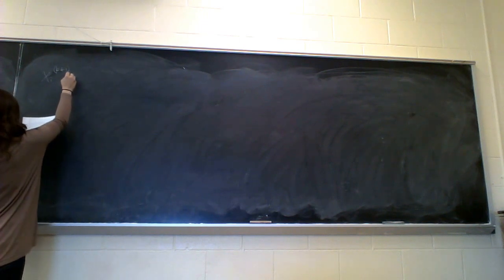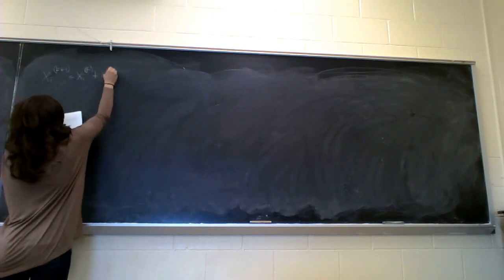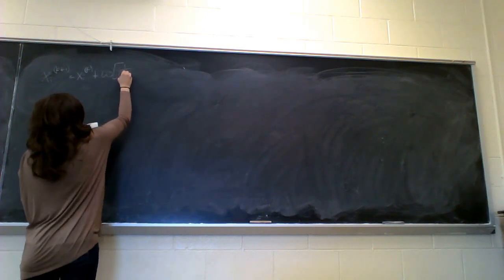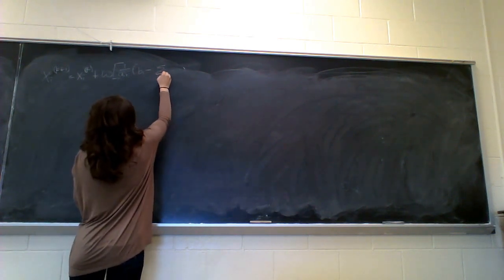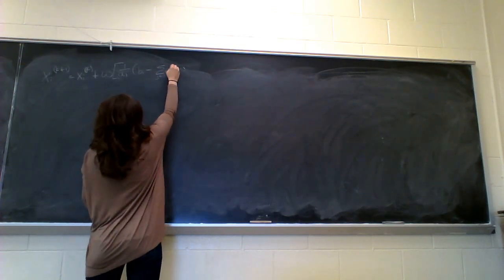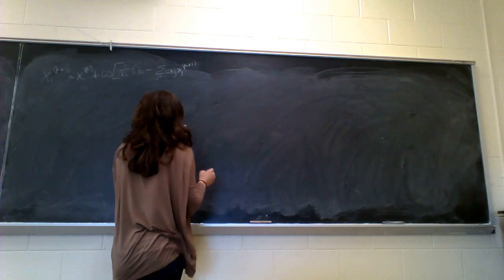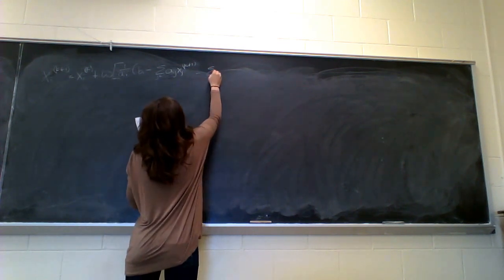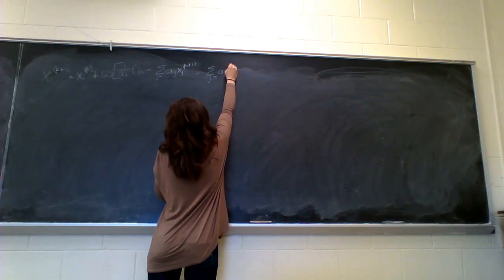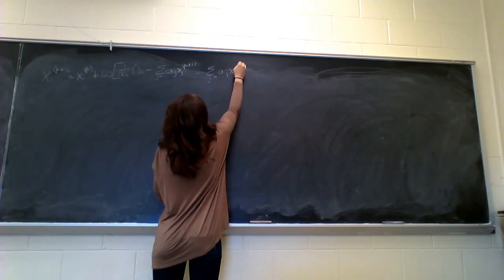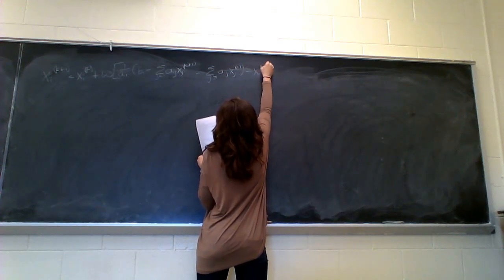So x_i^(k+1) equals x_i^(k) plus omega times 1 over a_ii times (b_i minus, and then we still have our sums split, the sum over j less than i of a_ij x_j^(k+1), minus the sum over j greater than i of a_ij x_j^(k)), and then all minus x_i^(k).